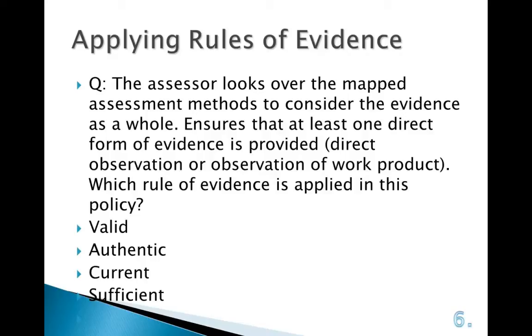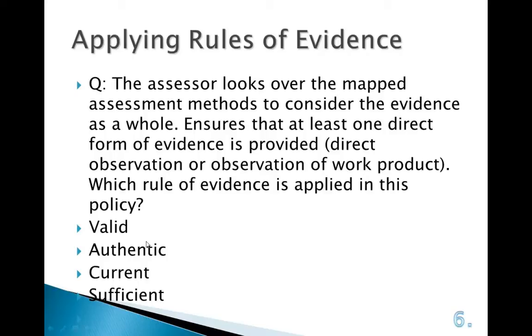So which rule of evidence is applied by using this policy or this procedure? So the fact that the assessor is going and checking that the mapping has ensured that there's a strong piece of evidence there. Okay, a direct observation as at least one. So at least one is the key here. There's got to be more than just one piece of evidence, and within the range of that evidence it has to be a strong piece.